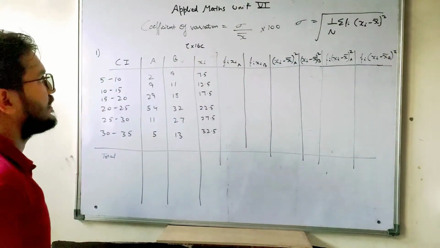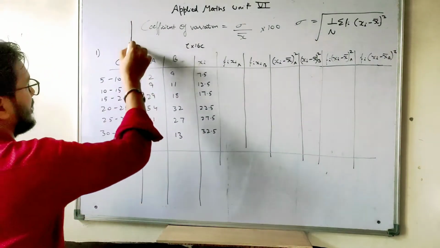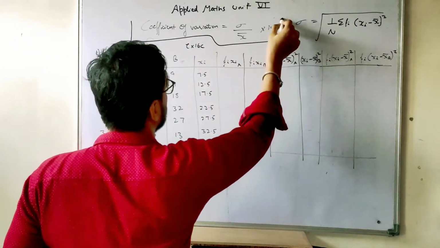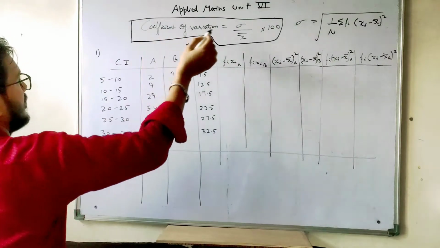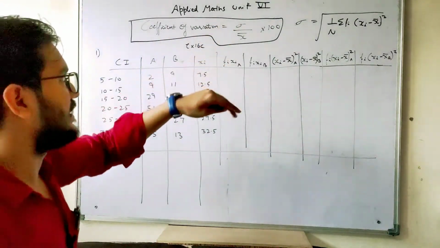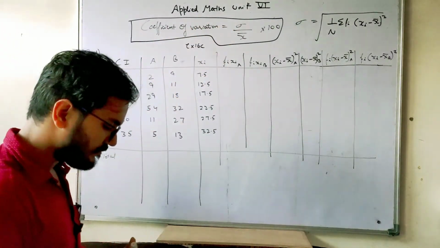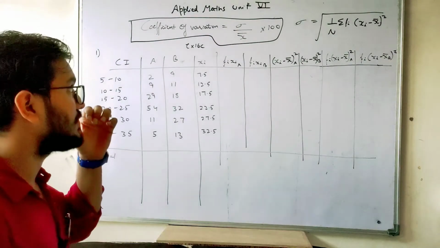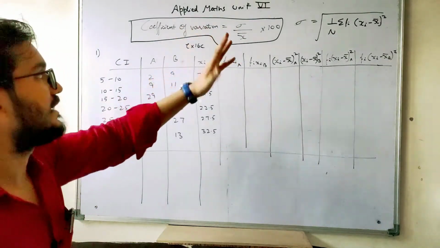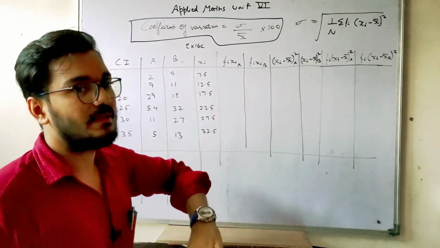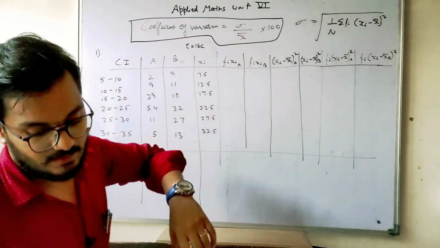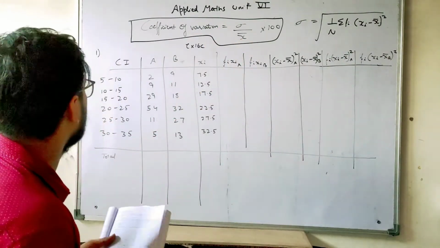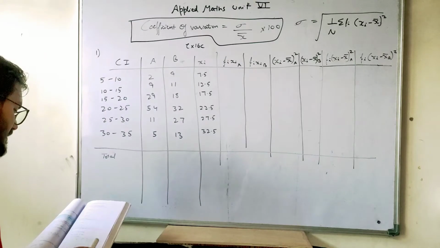So this is the coefficient of variation. The formula for coefficient of variation is this one: standard deviation divided by mean, multiplied by 100. So whenever we have to determine the coefficient of variation, just find the standard deviation divided by the mean and multiply by 100. So this is question 1 of exercise 16C.